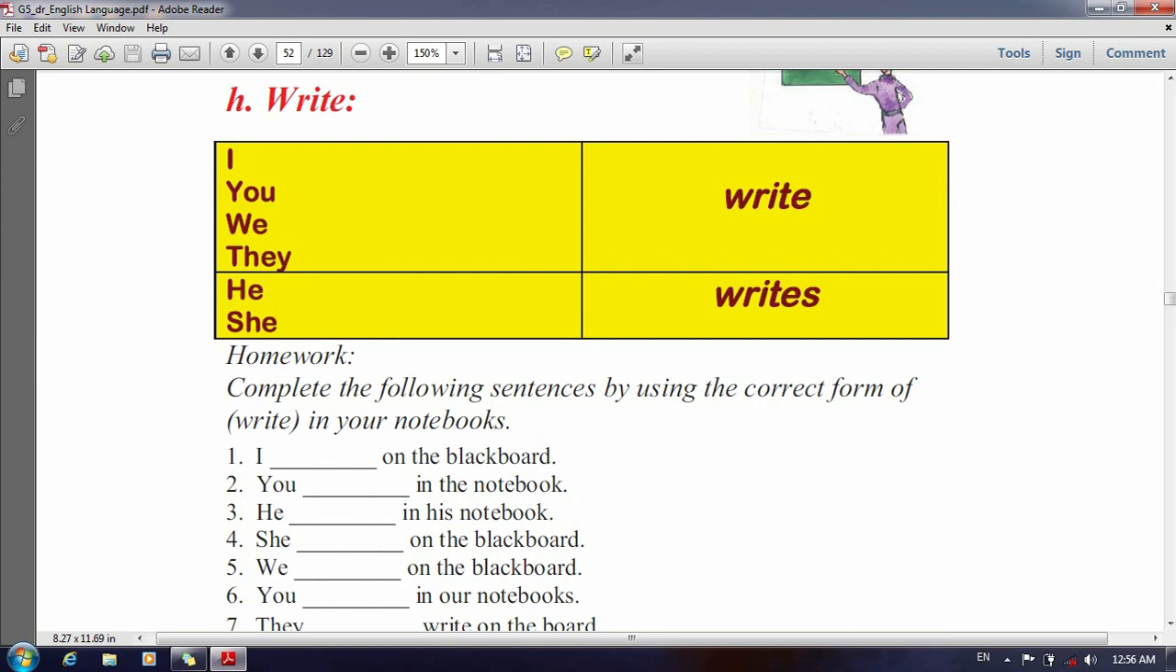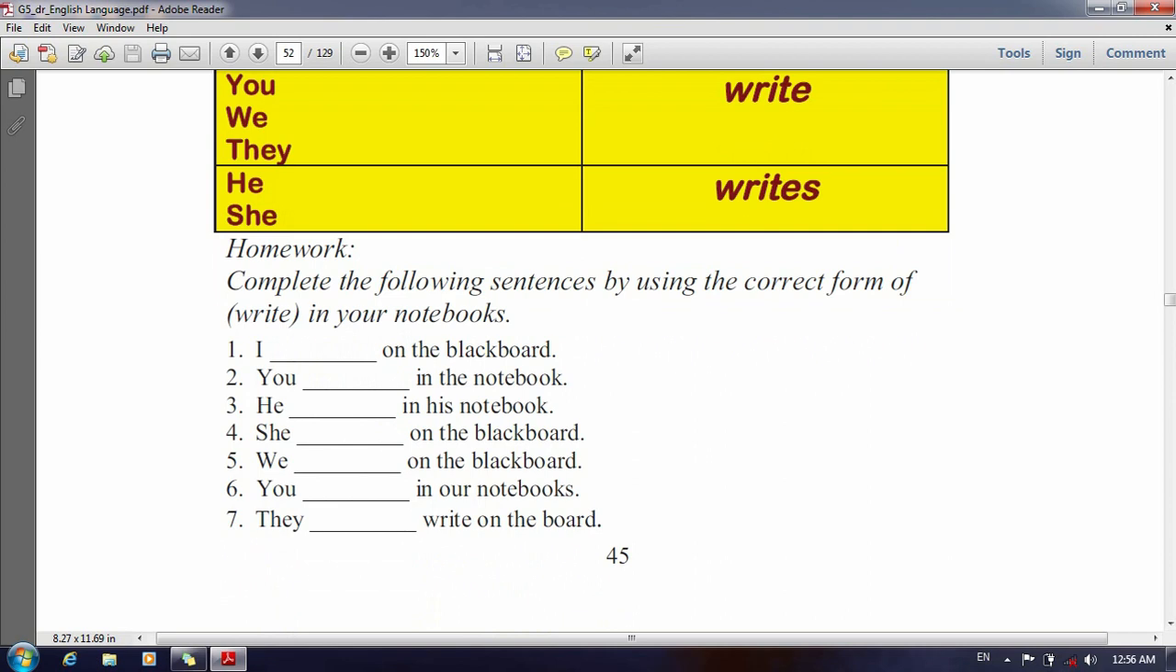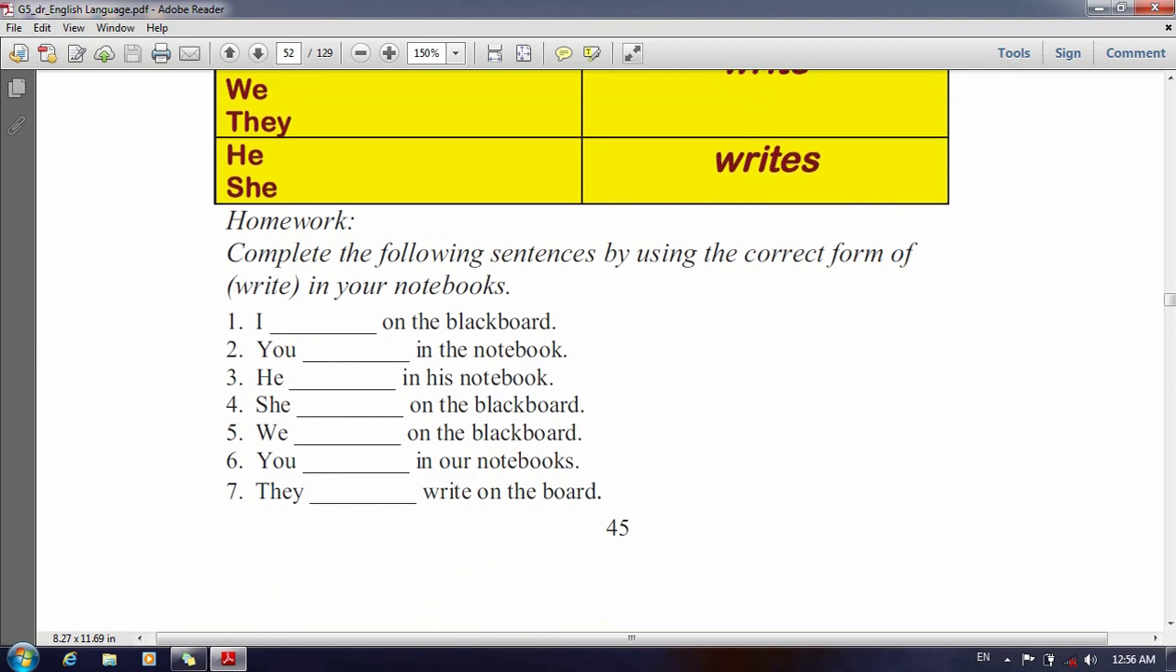Homework. Complete the following sentences by using the correct form of write in your notebooks. I write on the blackboard. You write in the notebook. He writes in his notebook. She writes on the blackboard.